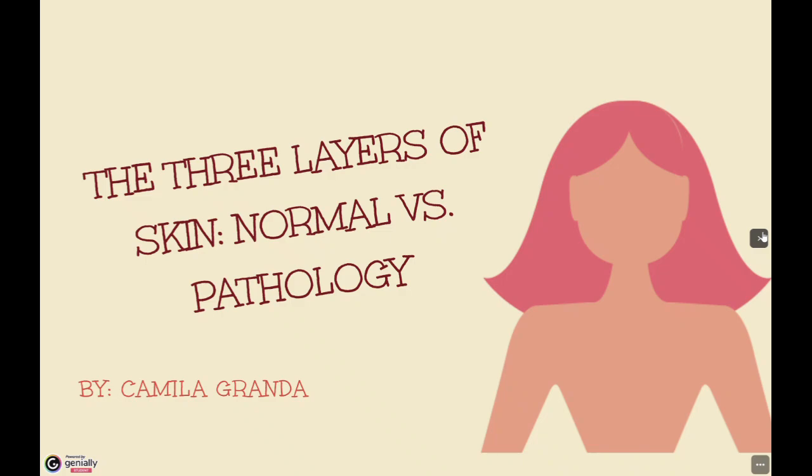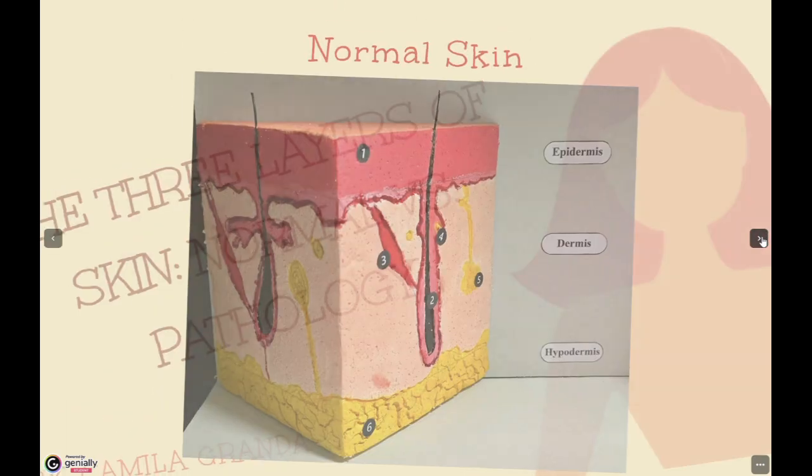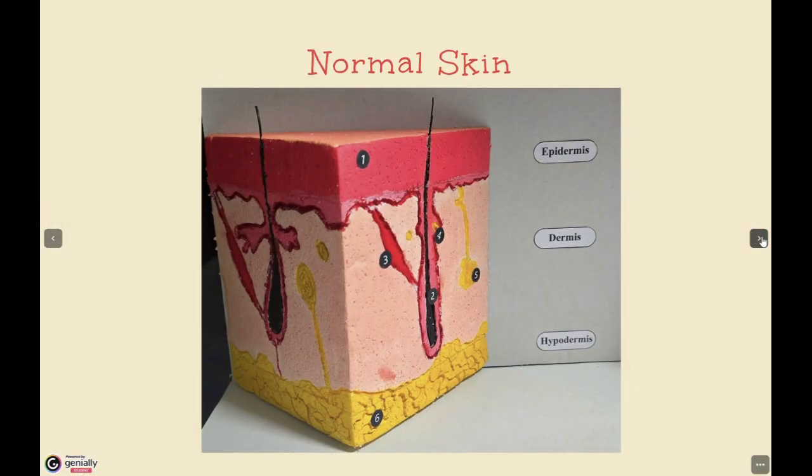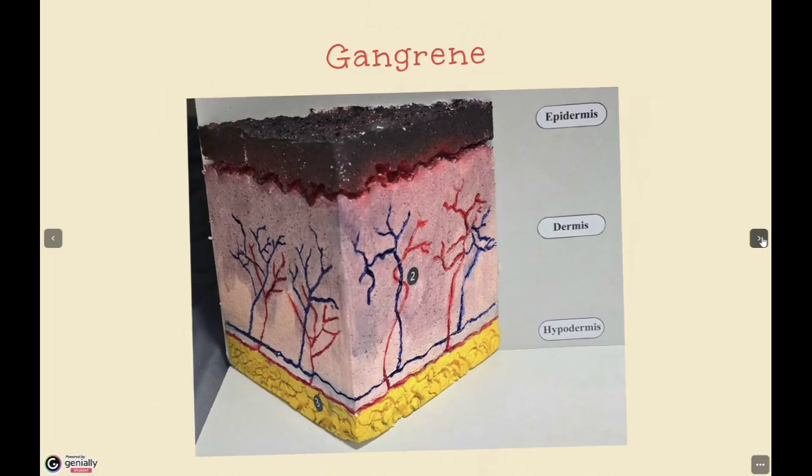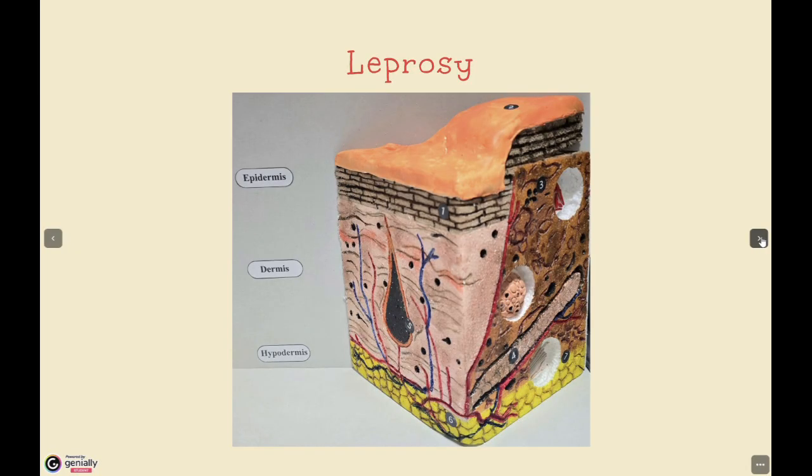Hi everyone. In this video, I'm going to explain the three main layers of the skin: the epidermis, dermis, and hypodermis, and what you would typically find in each layer in normal skin, compared to what happens in necrotizing fasciitis, gangrene, and leprosy. I'll focus on what changes structurally and functionally across the layers.